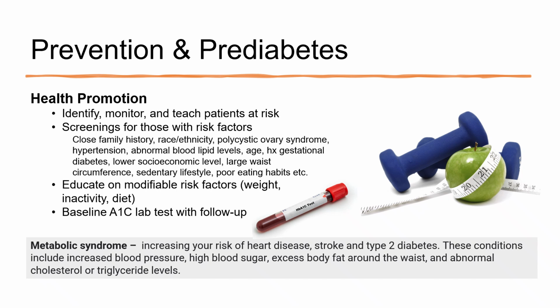So lose weight if they're obese, become active if they're sedentary, and educate on a diet with low fat, high fiber, low sodium. And then a little recap on what metabolic syndrome is. So if you have this group of risk factors like hypertension, hyperglycemia, the fat around the waist, cholesterol or triglyceride levels out of range, then it puts you at greater risk for developing cardiovascular disease and diabetes. So we really want to focus on those modifiable risk factors when we can.